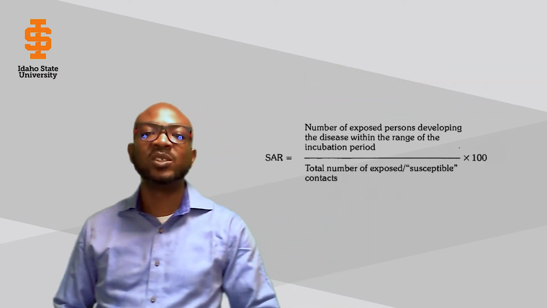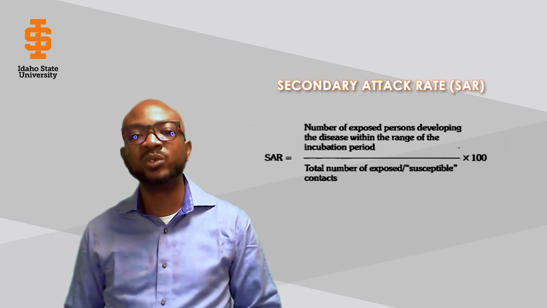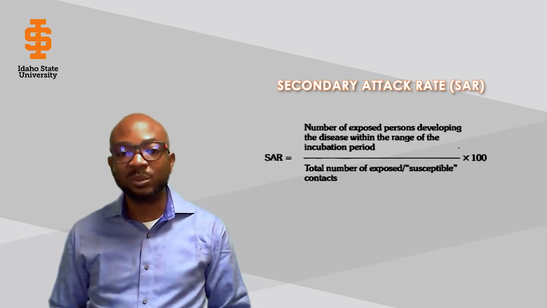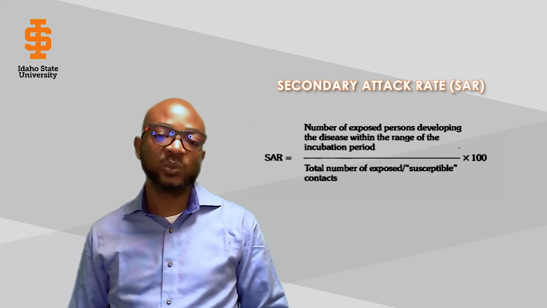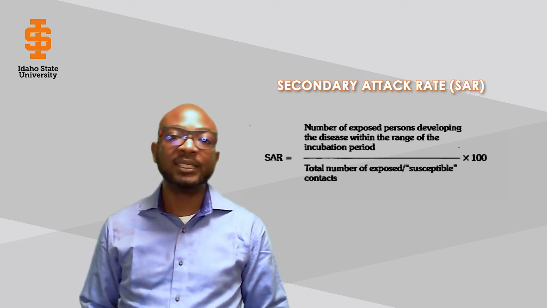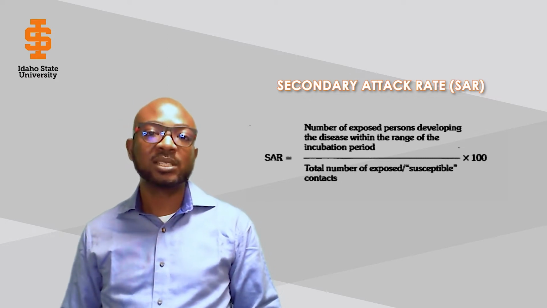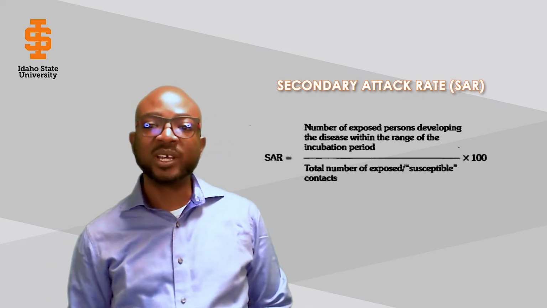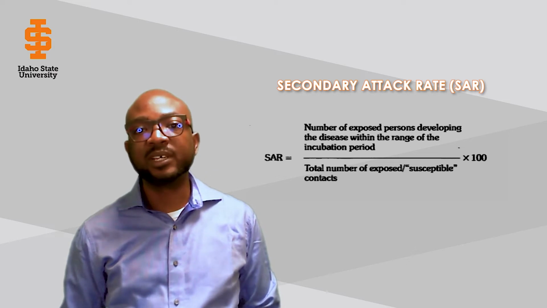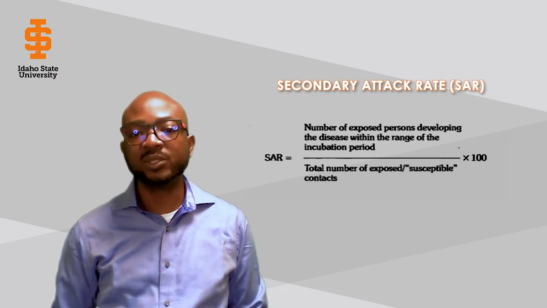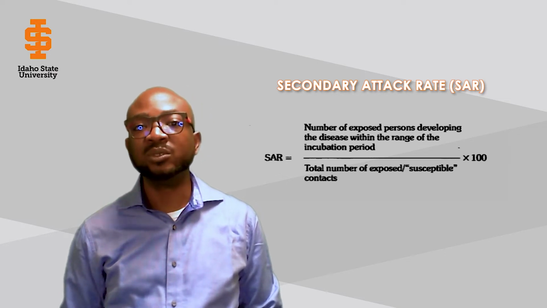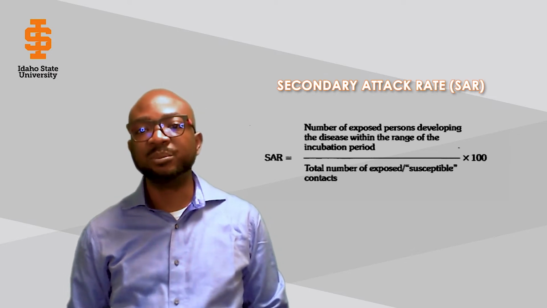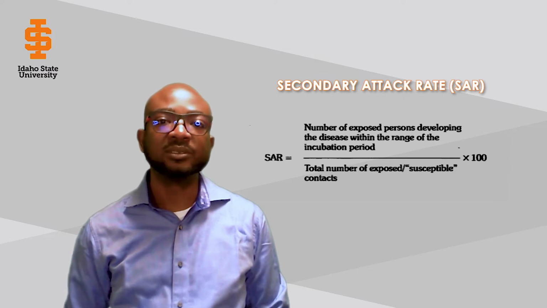Secondary attack rate is the number of exposed persons who develop the disease within the range of the incubation period following exposure to the primary case. It is given by the formula: number of exposed persons developing the disease within the range of incubation period divided by the total number of exposed or susceptible contacts, multiplied by 100. The denominator consists of all persons who are exposed to the case. More specifically, the denominator may be restricted only to susceptible contacts if means are available to distinguish the susceptible persons from the immune. The primary case is excluded from both the numerator and the denominator.